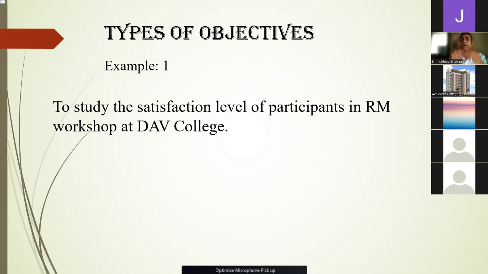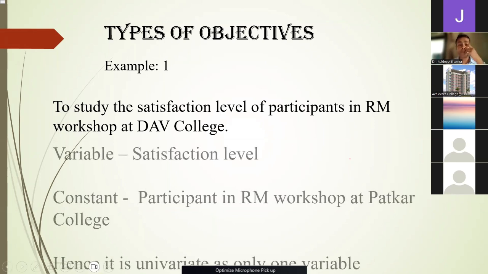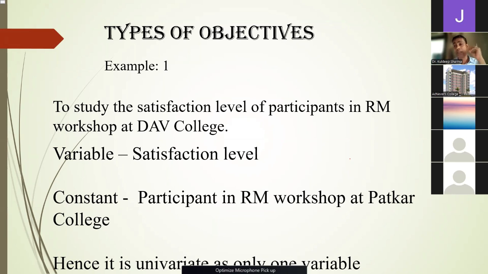I may have set the objective like to study the satisfaction of participants in the RM workshop. If I change a place, then the place becomes a constant variable. It is not like that. The entire thing will become a constant variable, like RM workshop at DAV. So here in the primary phase, we have realized we have only one variable. And what is that? Satisfaction level. Let's see whether satisfaction level is a variable or not. Yes, we have only one variable, satisfaction level.